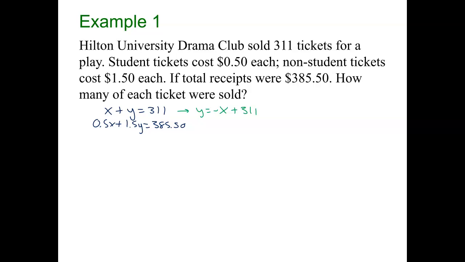Maybe. Maybe not. Okay? What am I going to do with this negative x plus 311? You're going to substitute it for the y. 0.5x plus 1.5 parentheses negative x plus 311 equals 385.50. So we distribute: 4, 5.